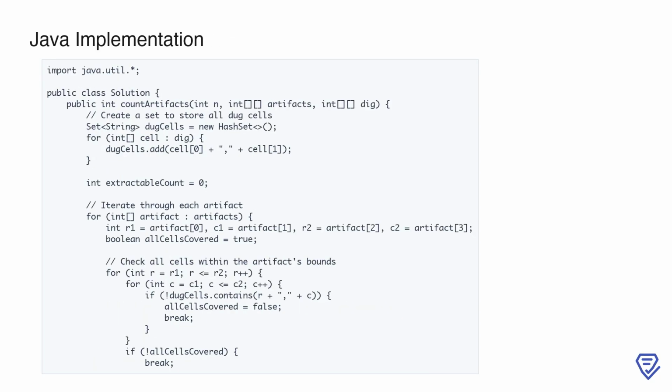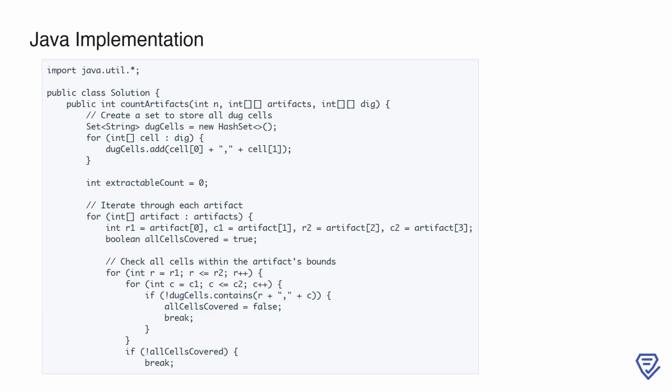Here, we begin by defining our solution in Java. The method count artifacts takes three parameters: the grid size n, a 2D array artifacts, and another 2D array dig representing the cells that have been dug up. First, we create a hash set called dugCells to store all the cells that have been dug. Each cell is represented as a string in the format row, column for easy lookup. We then iterate through the dig array and add each dug cell to this set.